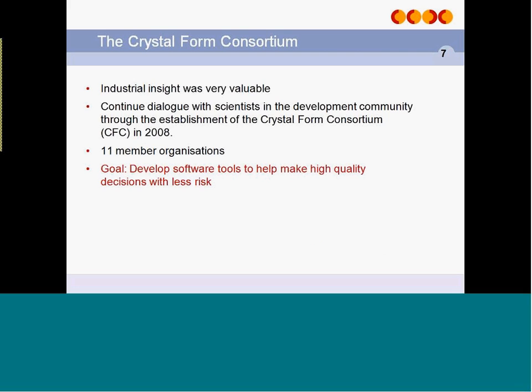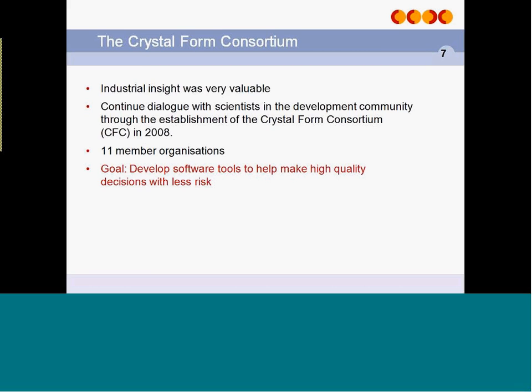And our involvement in that institute was really very valuable. I mean, to have an industrial partner bringing that focus on real problems as well as giving us a strong lead on what would help address them was really very valuable. And so we decided to set up the Crystal Form Consortium to continue that dialogue with scientists from the development sector. And this is a consortium of about 11 companies from pharmaceutical and agrochemical businesses. And we set that up in 2008. And really it's to continue with that development work that we started with Pfizer.